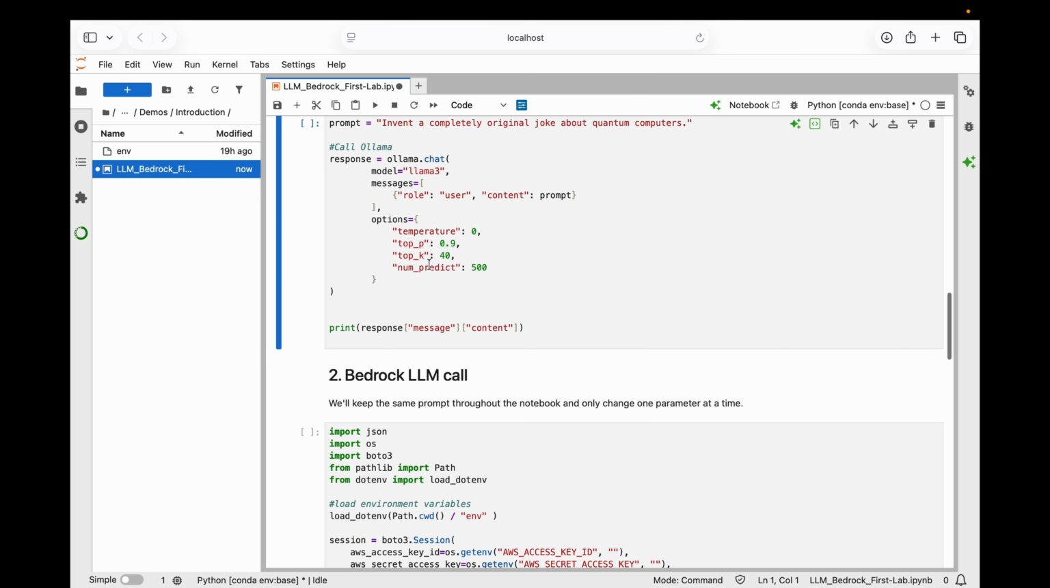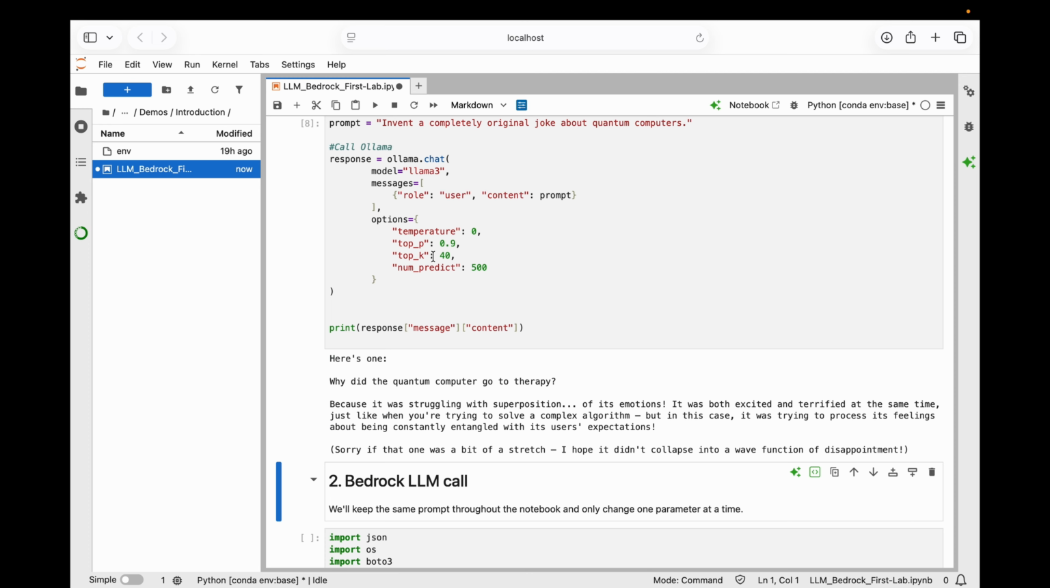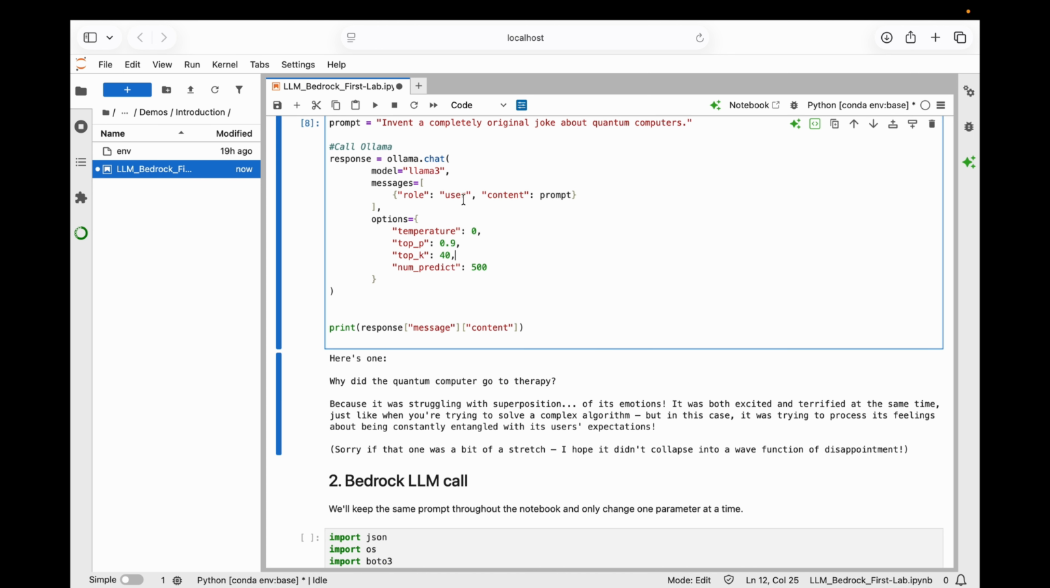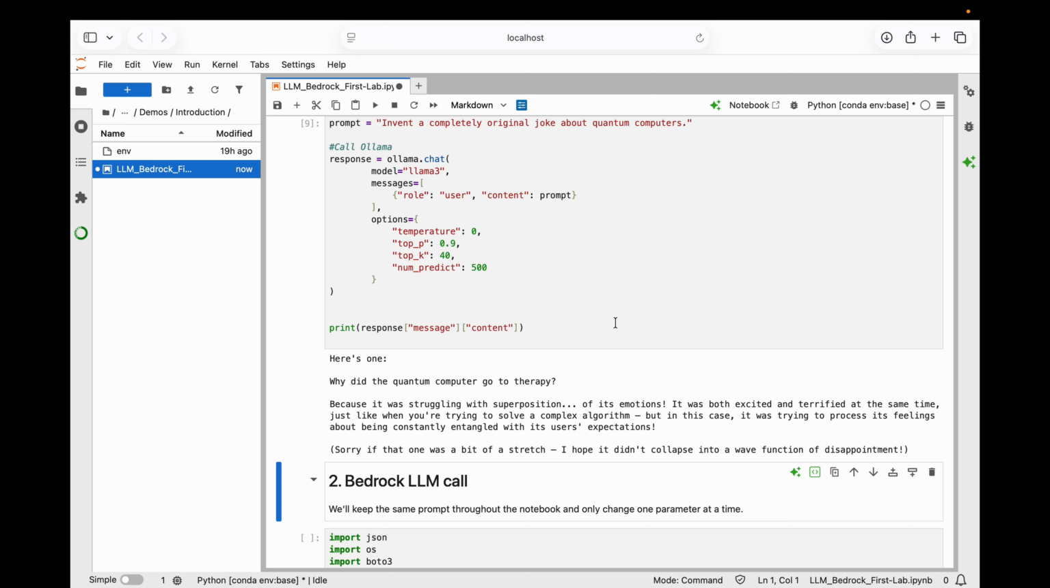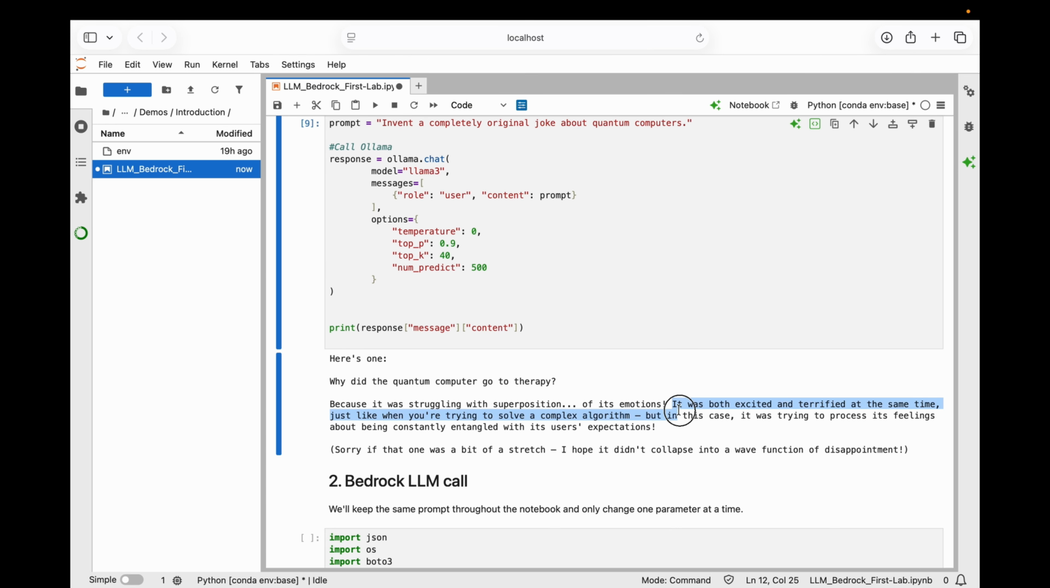All right, let's change this behavior by setting the temperature to 0. And here we have this joke which says, why did quantum computers go to therapy? Because it was struggling with superposition of its emotions. It was both excited and terrified at the same time. And you can see even in the second invocation, it returned the same joke.